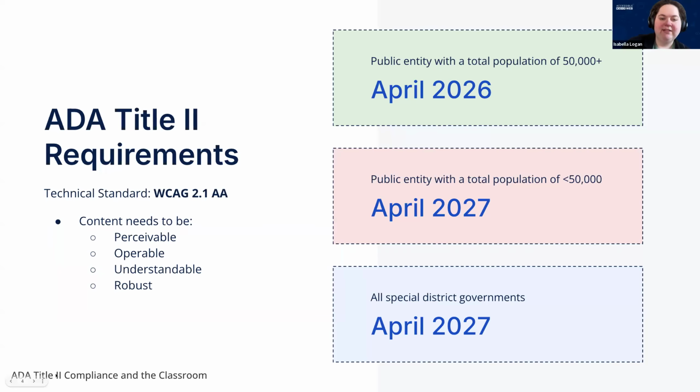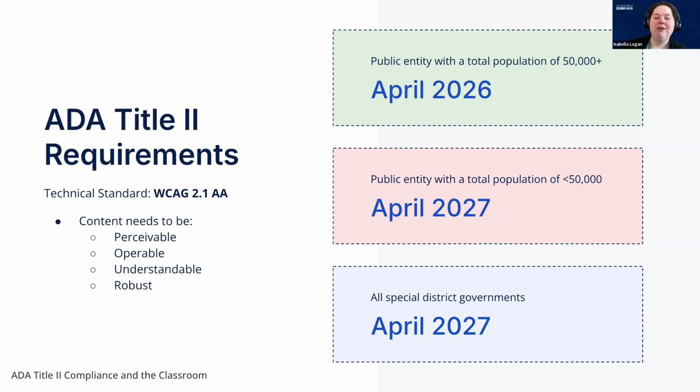So now let's get into the ADA Title II requirements. In April 2024, the Department of Justice released a ruling on ADA Title II, setting a technical standard for digital accessibility for public entities. The deadline for compliance is based off the total population the public entity is serving. In most cases, this is going to be based off your census population. So public entities that have a total population of 50,000 people or more are going to have the deadline of April 24th, 2026, while public entities with fewer people than that and special district governments are going to have the deadline of April 2027.